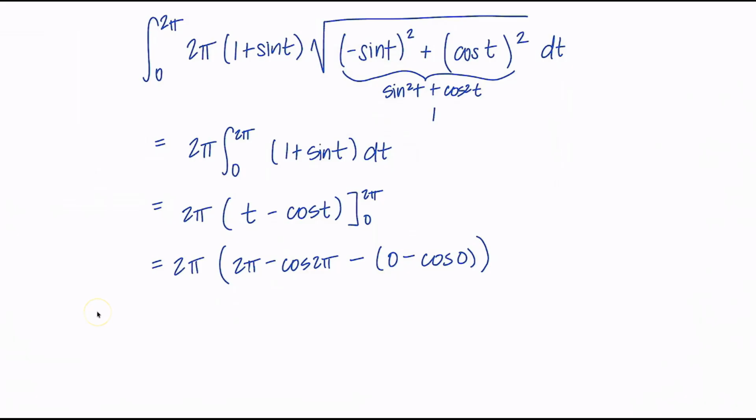And then let's go ahead and simplify. So we'll have 2 pi, we have 2 pi, and then let's see, cosine of 2 pi is cosine of 0, which is 1. So we have minus 1. And then here we're going to have minus 0 and then plus cosine of 0, which is 1. So we're going to have plus 1. Well, minus 1 plus 1 is 0. So all I have left is 2 pi times 2 pi, which is a total of 4 pi squared.